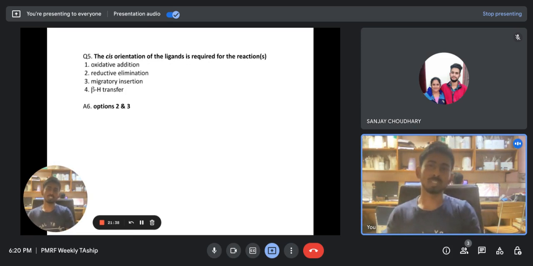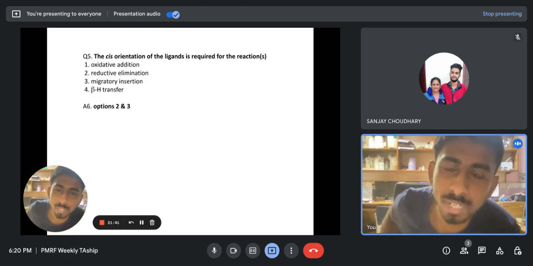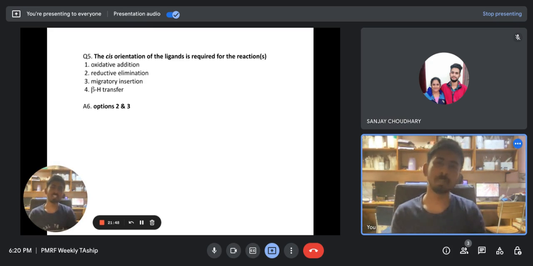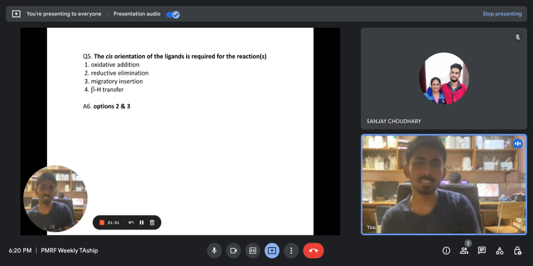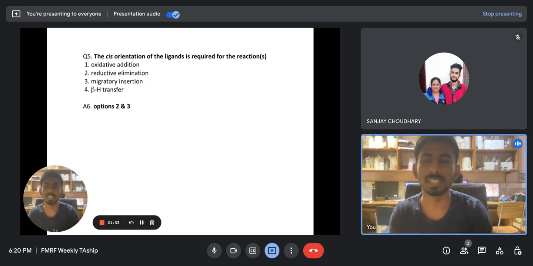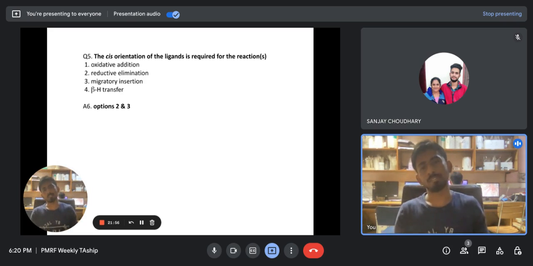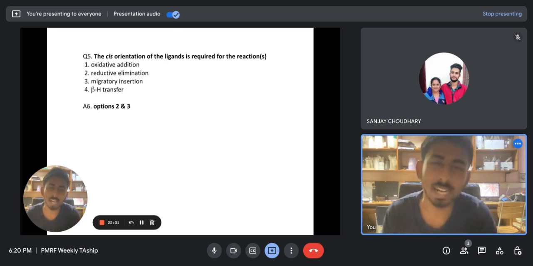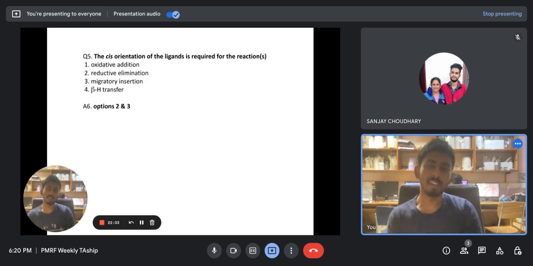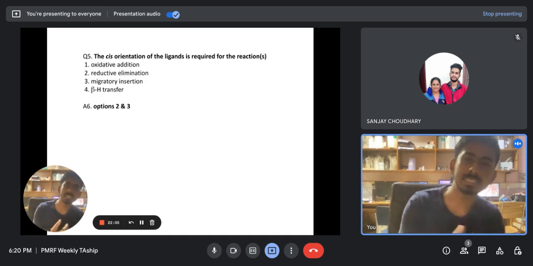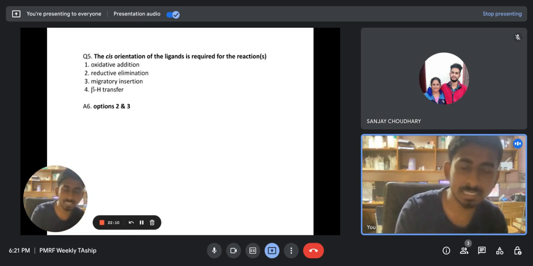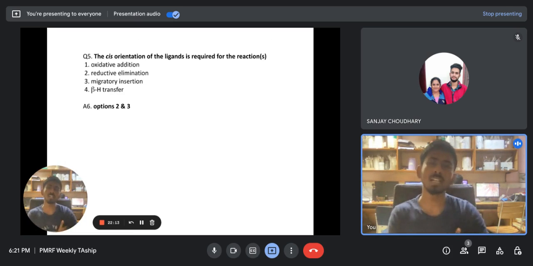Now we will come to question number 5. The cis orientation of the ligands is required for which of the following reactions? First option is the oxidative addition. The second option is the reductive elimination. The third option is the migratory insertion, and the last option is the beta hydride transfer. So, which of the following options is correct? Options 2 and 3 are correct, reductive elimination and migratory insertion. One by one, we will discuss how these take place and why these specific processes demand the cis orientation of the ligands.